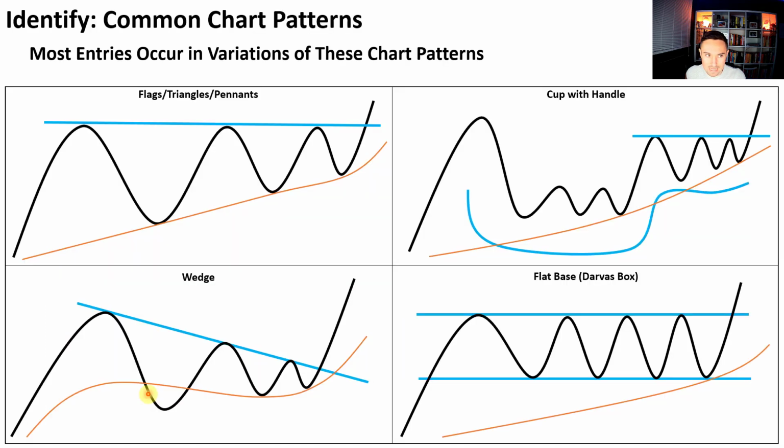So just to recap some of the key points from the blueprint video that went out, it's on the channel, that explains my trading process. So I'm looking for setups within these common chart patterns. So flags, triangles, pennants, cup and handles, wedges, flat bases, those are good things.